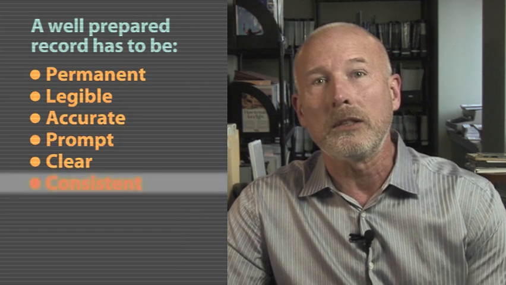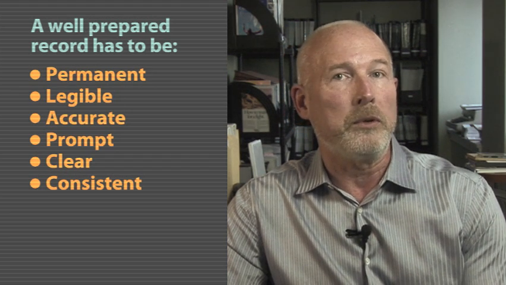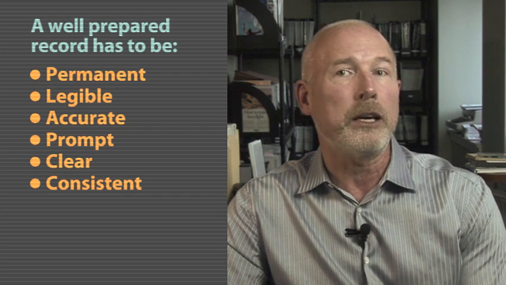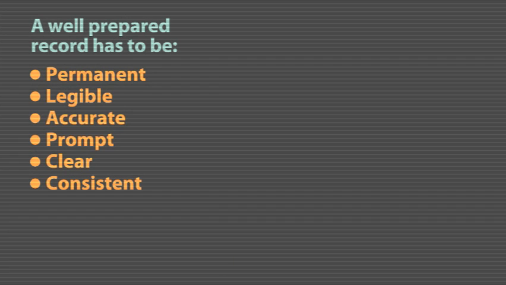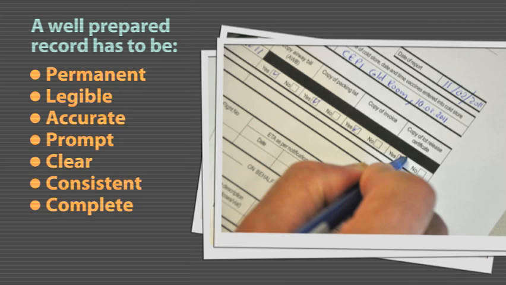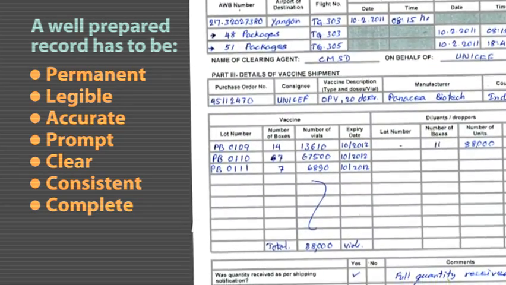Records need to be consistent. All information that is recorded in a record, for example, names, dates, times, and abbreviations, need to be standardized so there's no confusion or question. Records need to be complete. All required information is included. Intentionally blank sections or pages are noted as such.